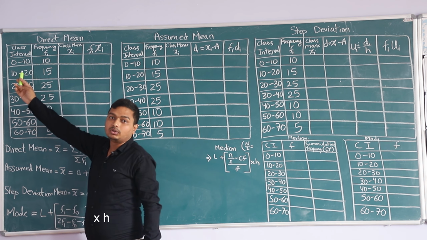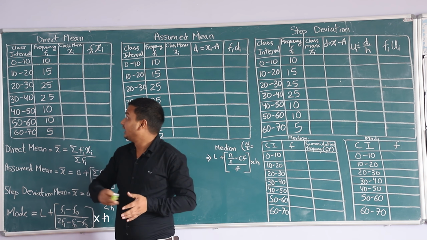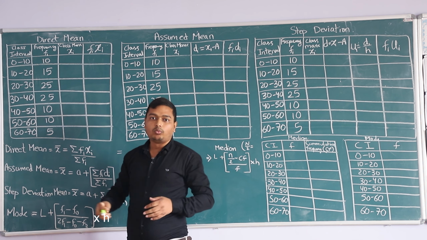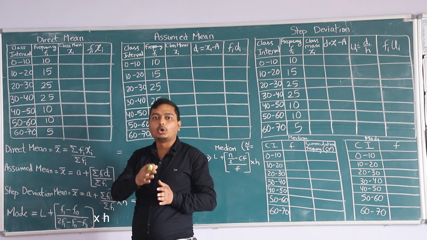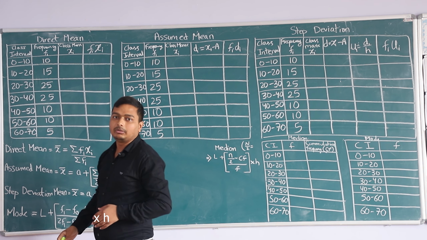Are you able to see this graph? Okay. Now this is the frequency. Frequency means how many times it occurs. As we are able to see 0 to 10, it is 10. Now let us start with the class mark. What do you mean by class mark? Class mark means lower limit plus upper limit by 2. So 0 plus 10, lower limit plus upper limit by 2.